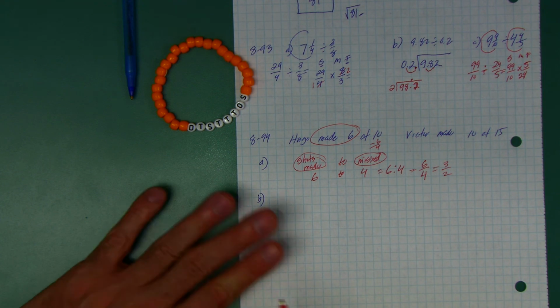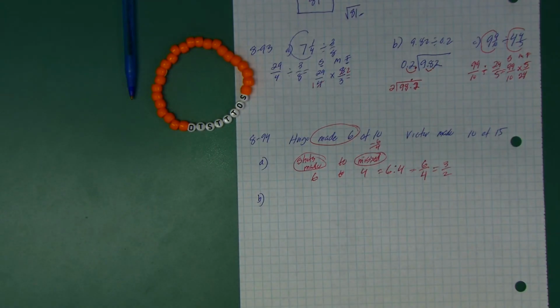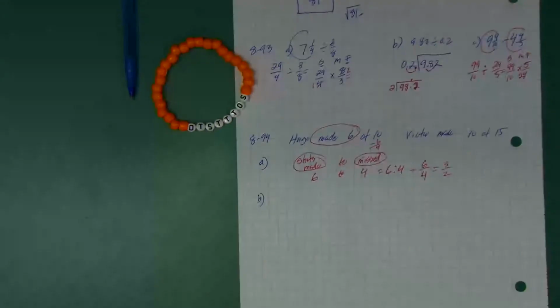Okay, so when you get done and you have those ratios of shots made to missed for both kids, then figure out who is a better shooter. Tell me who, and then tell me why.